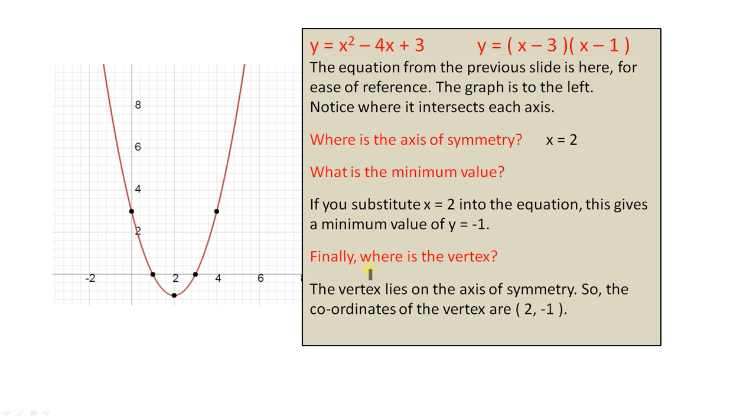Finally, where is the vertex? The vertex lies on the axis of symmetry, so the coordinates of the vertex are (2, minus 1). So there's the vertex there. Okay, so that dot there is the vertex.